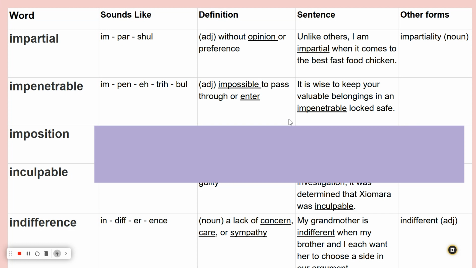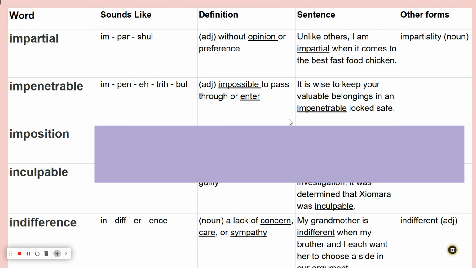This is a sentence that happened in real life. Someone asked me who had the best chicken sandwich. And honestly, I threw out an answer I couldn't even remember. But I am impartial. Another form of impartial, we add the suffix ity. Impartiality is like the state of being impartial.